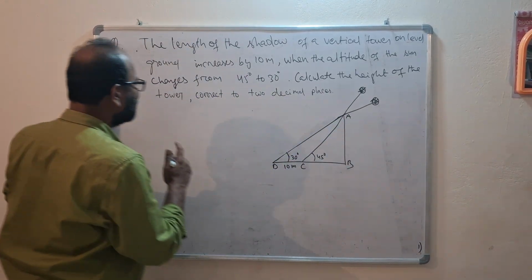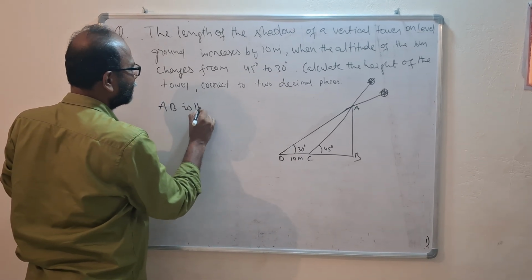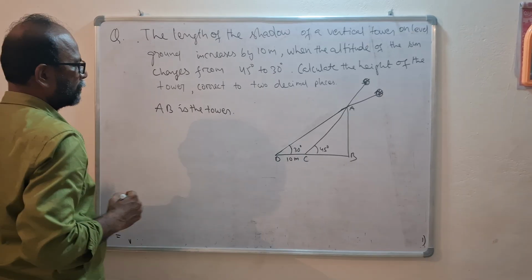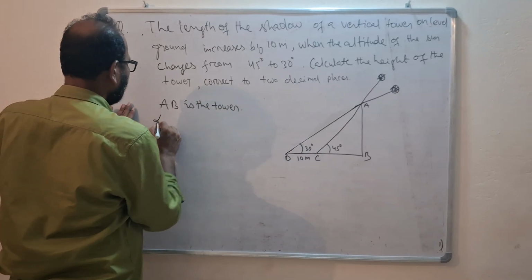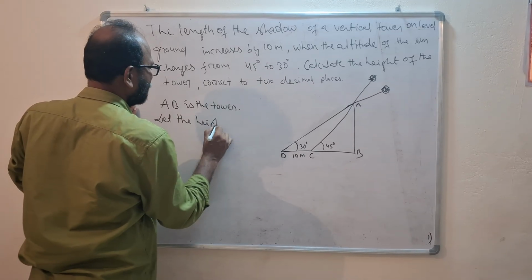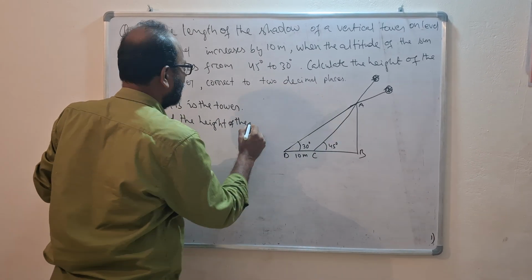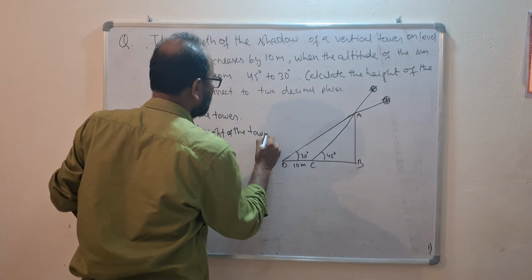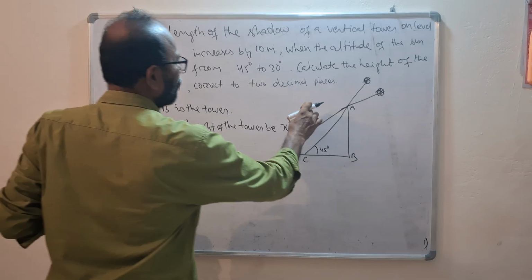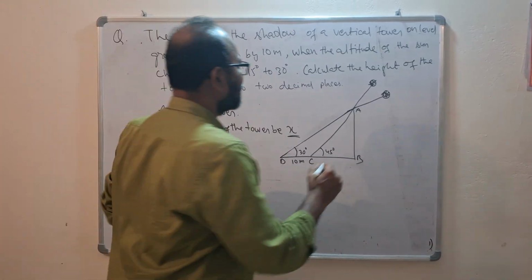Okay. Now AB is the tower. So let the height of the tower be x. You will take x. So this is your x.